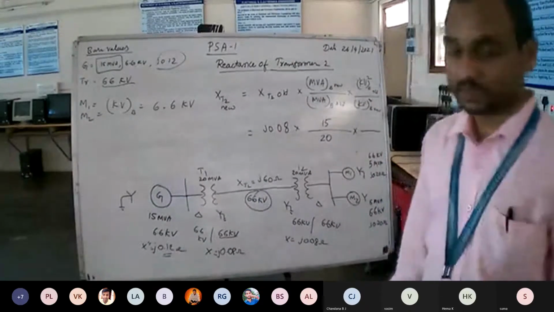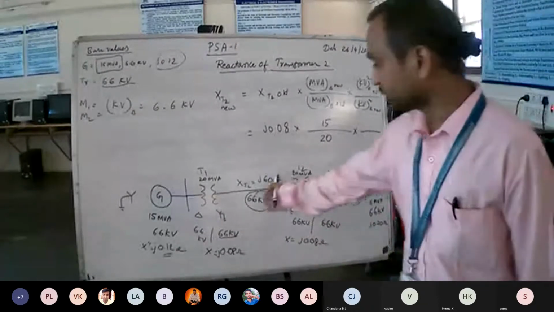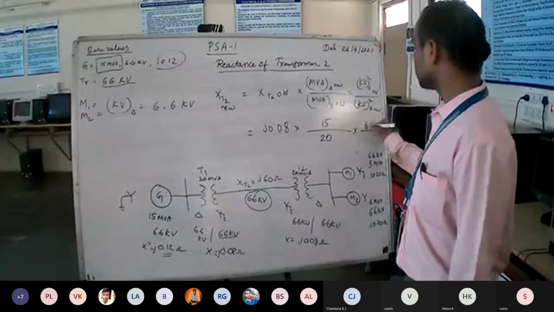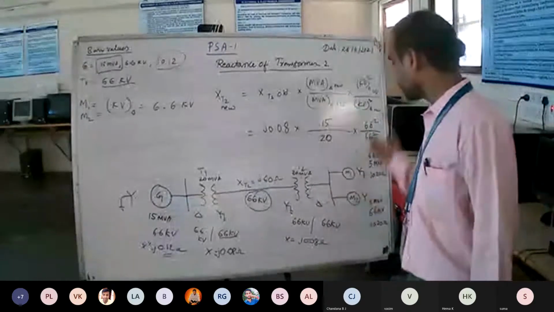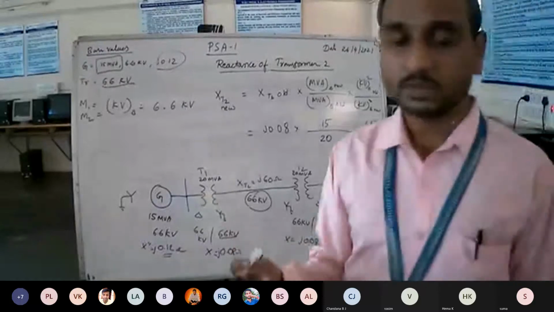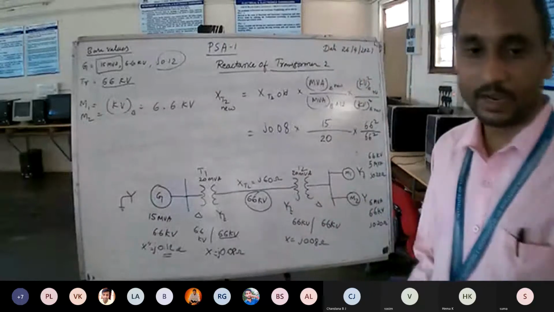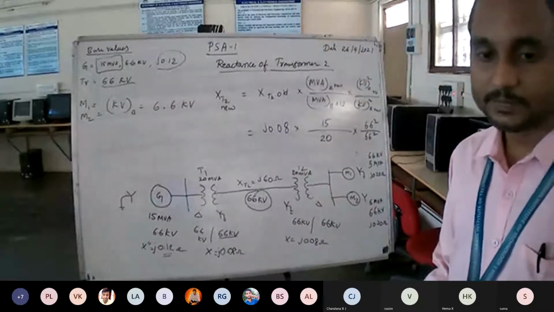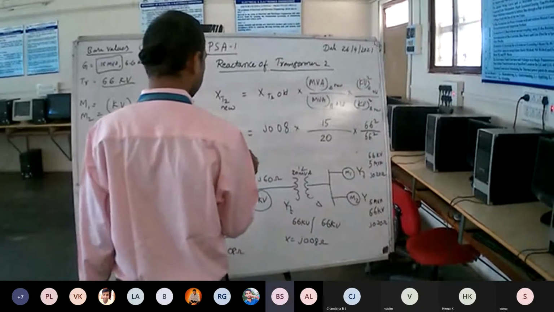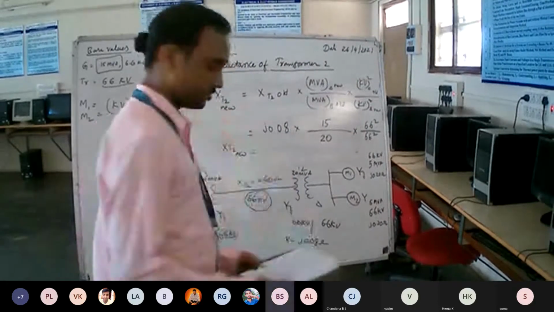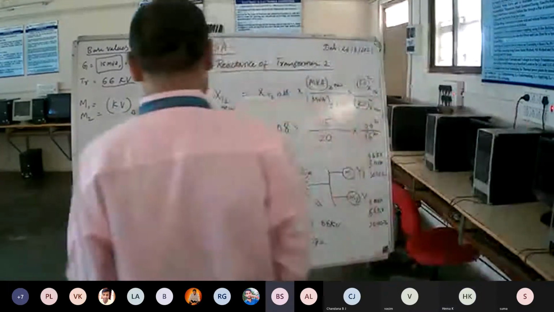And for the KV base, you can take either the HT side or the LT side. If you take the HT side, both are 66 square. If you take the LT side, both are 6.6 square. So in a transformer, you can use either the HT side or the LT side. Is it clear? So what is the value of XT2 new? J0.06.